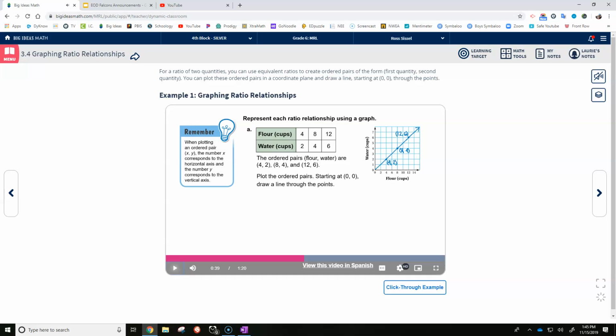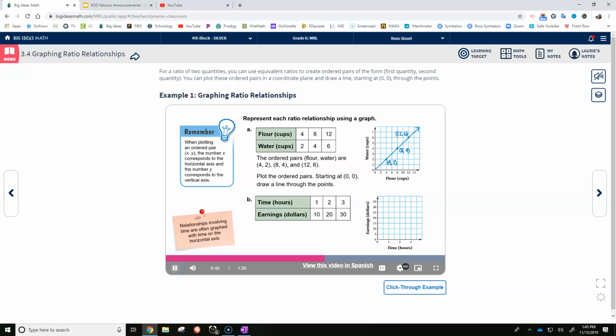Okay, so if you see, flour was 4, water 2, so the coordinates were 4, 2. So that's what we put in. Our ratio of flour to water was 8 to 4, so I did the coordinates 8, 4. All you did was go and plot. Any questions on that? You're going to be doing it here in a second. This graph represents the ratio relationship from the table. Part B. Alright, this is what you have to do.